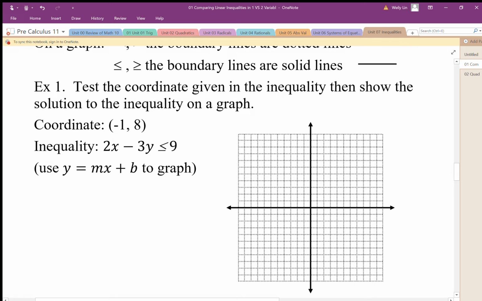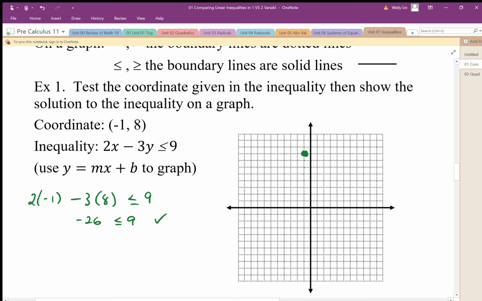First, it actually says test the coordinate in the inequality. So we're going to test this coordinate: x is equal to -1, y is equal to 8. I'm going to test it in that inequality. -2 minus 24 is -26, less than or equal to 9. Check. So -1, positive 8, 1, 2, 3, 4, 5, 6, 7, 8. That is a good solution.